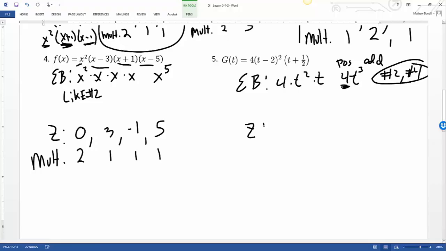Now my zeros. Now, if I say 4 equals 0, that doesn't make any sense. So it's not a 0. But that t minus 2, I can solve for that. So I get t equals 2. And then I get -1/2, subtract 1/2 on both sides. So then my multiplicity, how many do I have? I have 2 and I have 1.